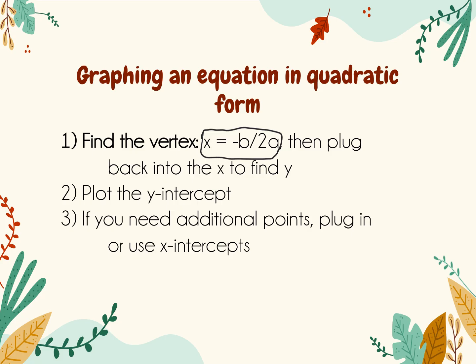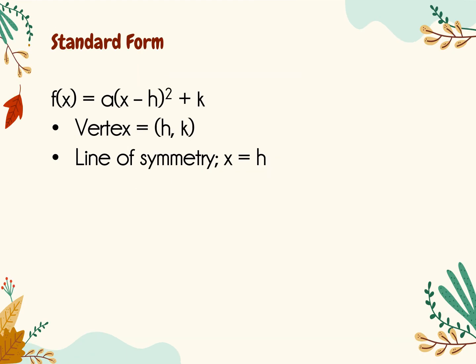To actually sketch a complete graph of a quadratic function, you can plot the y-intercept. That's usually the next easiest point to find, but if you need additional points, you can either plug in some numbers into your function and get an ordered pair, or you can use your x-intercepts. This is what I was mentioning before with standard form. Standard form, I also call this vertex form.